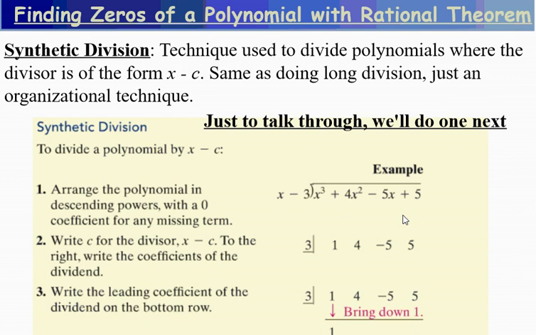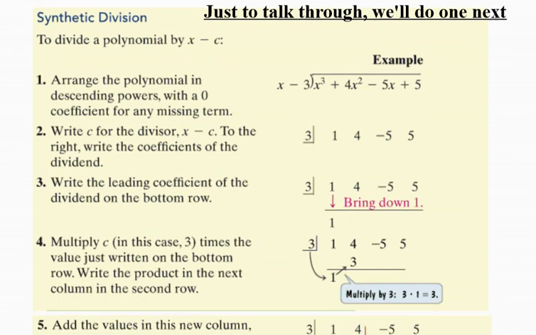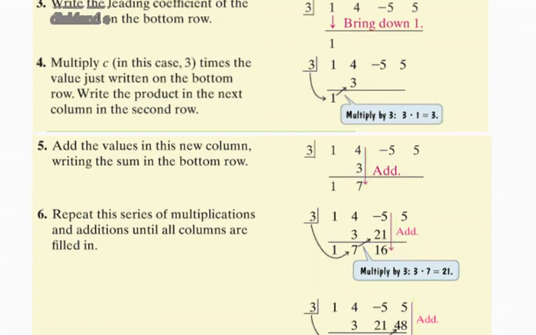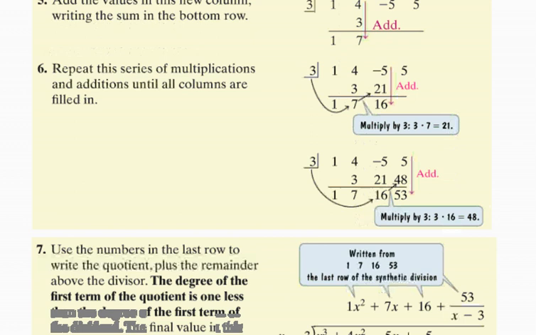It only works when you have divisors of the form x minus c. If you had a power more than 1 that you were trying to divide by, then you can't use synthetic. But we only usually care about ones when we're dividing by a power of 1 because those are x-intercepts. So that's why this has kind of been invented. So it's the exact same process as doing long division. It's just an organizational technique. If you look in the book, they will talk through the process for you in this section. It looks just like this.